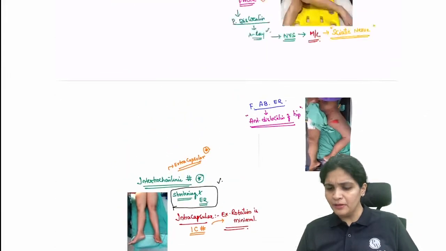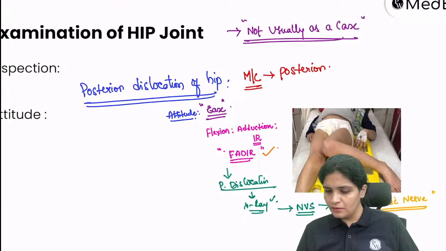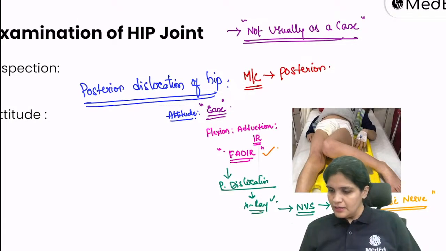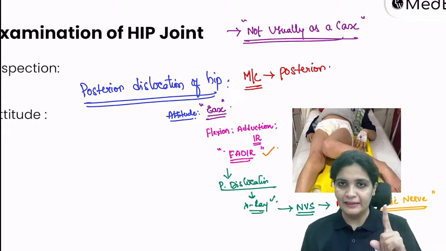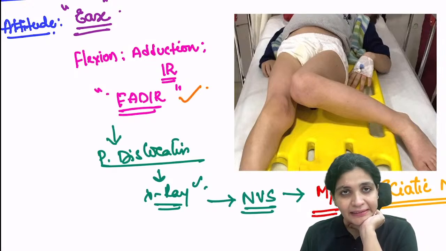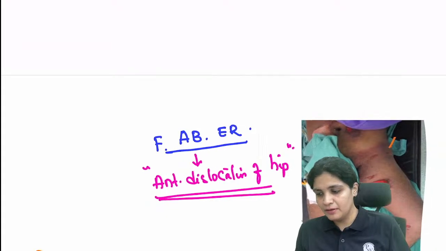How to remember? See, whenever you get confused between any two things, remember only one thing. Please remember, whenever you see this picture, that is FADIR, it is posterior dislocation of the hip. FABER is anterior dislocation of the hip.